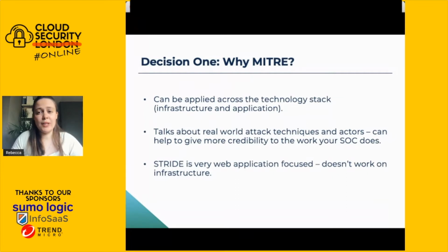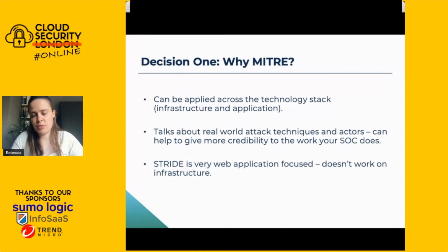It talks about real world actors, and the techniques are real attacks that have actually happened in the wild. So when you're trying to talk to your business about what your SOC does and how you work, it can be really helpful to use real techniques and real actors to give weight and credibility to what you're doing.